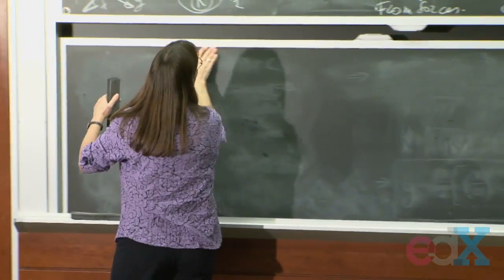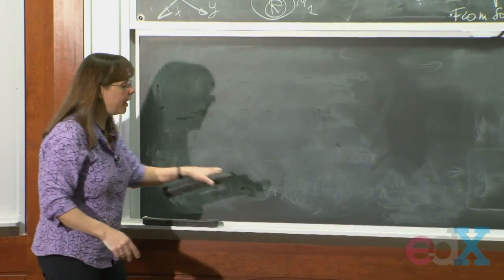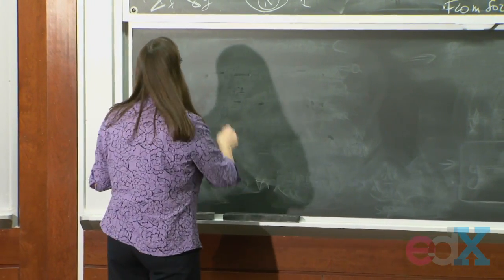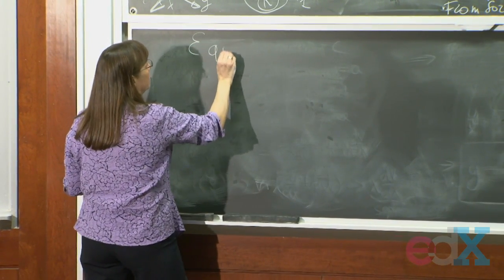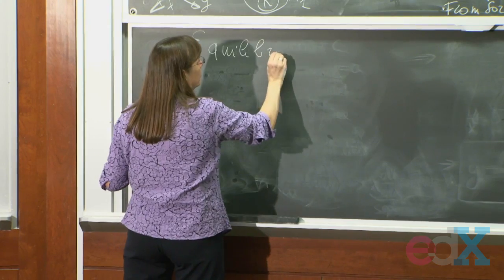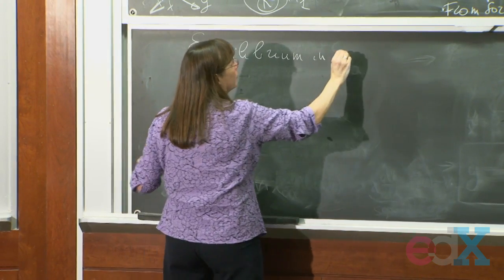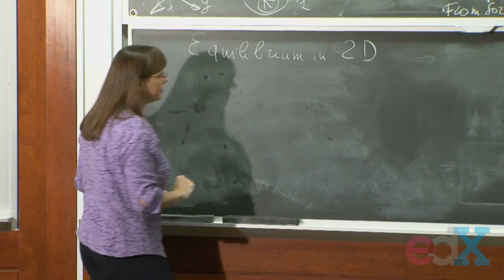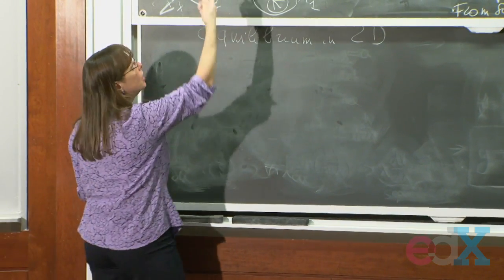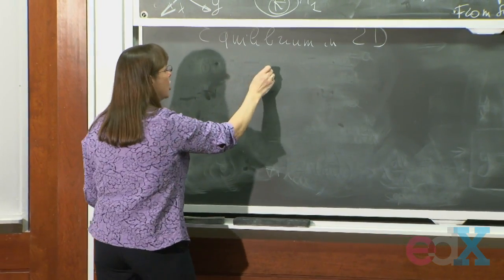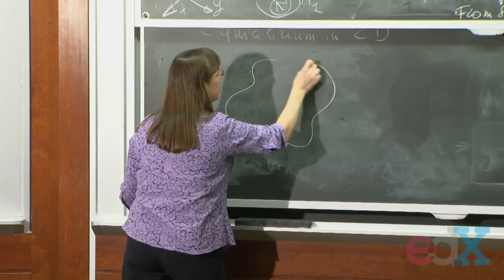Excellent. Okay, let's do then the easy step towards 3D. So we're going to do equilibrium in 2D. Okay, so instead of being a potato, I just have like a pancake.